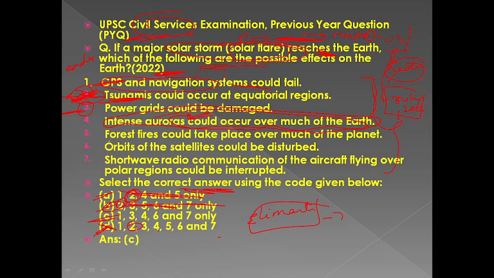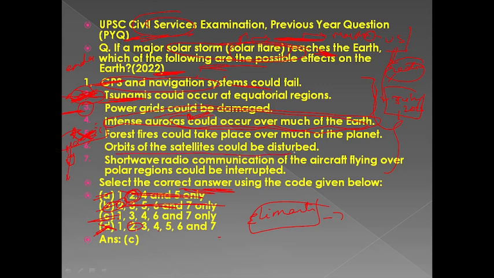And forest fire could take place over much of the planet. No, there is nothing to do with the forest fires. Forest fires are completely different, right? Recently in Hawaii we had a forest fire, right? Almost 50 people died, and much wildlife, flora and fauna, was also damaged. Okay, so we will discuss this forest fire while discussing the environment and ecology classes. So 5 is also completely wrong.